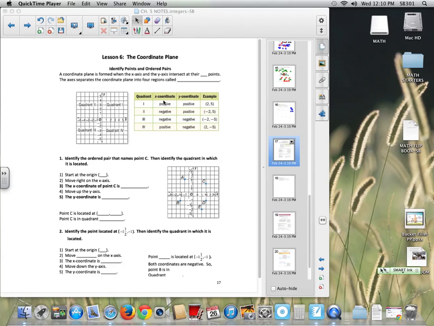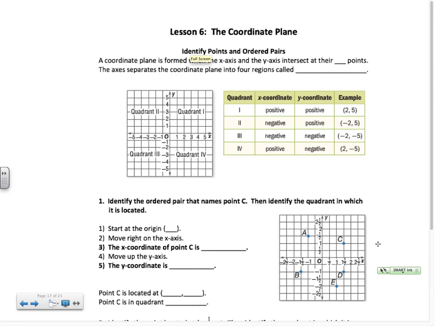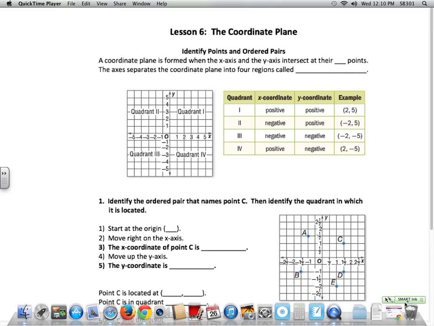All right, sugar gliders, we are coming to the end of chapter 5. We are on lesson 6, the coordinate plane. I think this is a review for many of you, but pay attention so you know what details to look for. All right, identify points in ordered pairs.